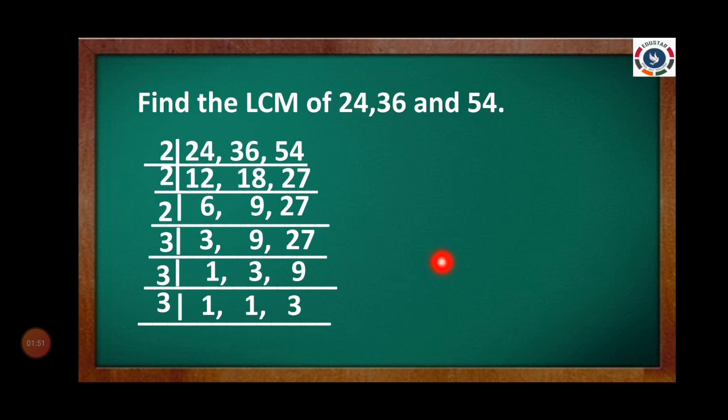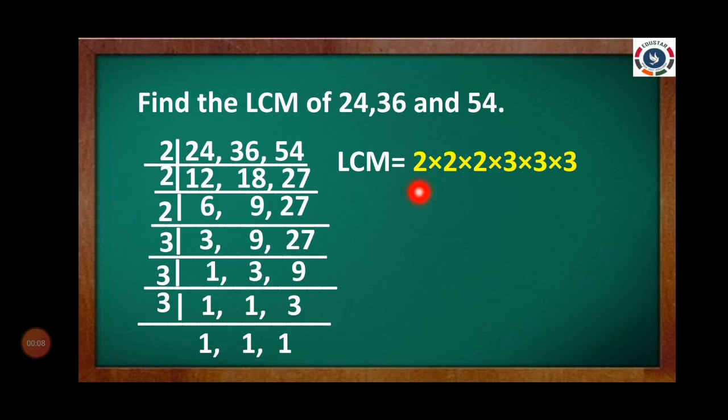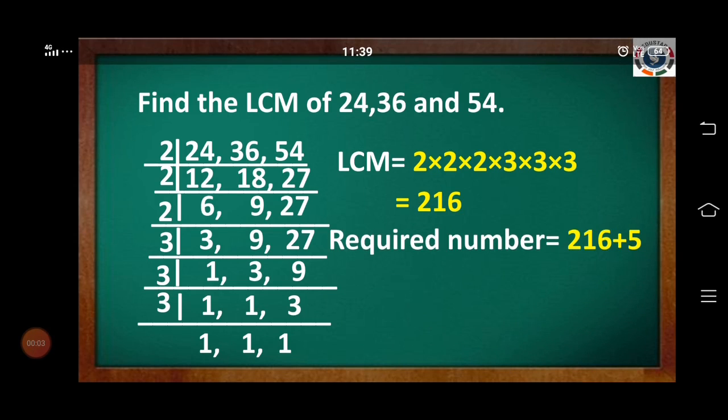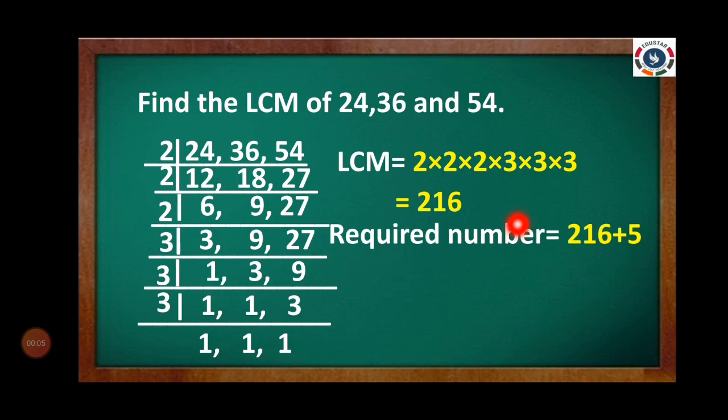So write 1, 1, and how many times of 3's are there in 3? Only 1 time. So we get 1, 1, 1. Okay. So the LCM of 24, 36 and 54 is equal to, take and write all those factors: 2 into 2 into 2 into 3 into 3 into 3. So we want to multiply all those values. Finally we get 216. Okay, have you understood that? And then the required number is equal to 216.